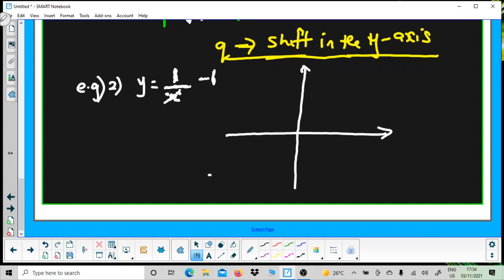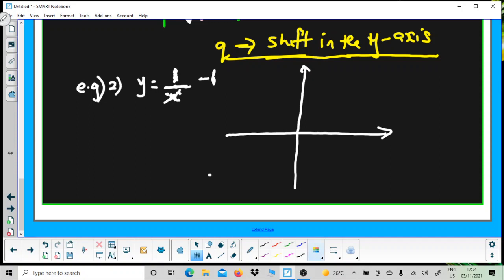Right. When we do that, what is the q value for this graph right here? 1. What is the p-value for this graph? 0. Yeah, so it means we did not shift left or right here, but we shifted up and down. And this time we shifted 1 unit downwards. And this is a horizontal asymptote. So you're gonna move from there.